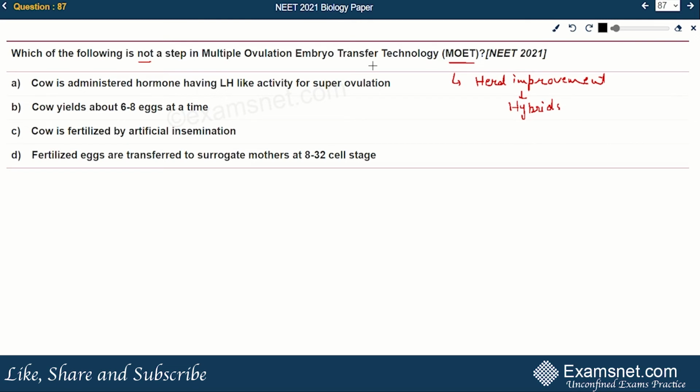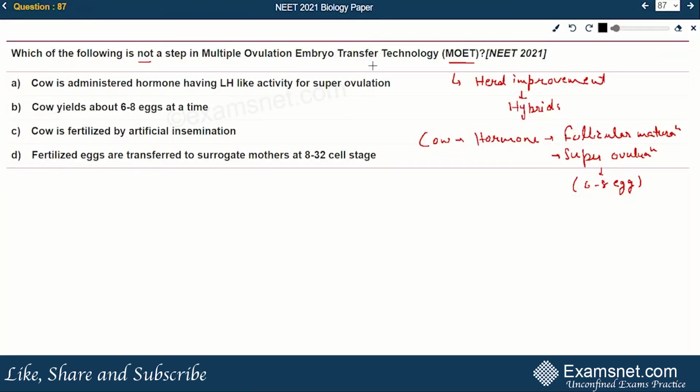Now, what is done? A cow is administered a hormone. And what does this hormone do? The function of this hormone is to stimulate follicular maturation. Okay. And super ovulation. That means instead of one egg that they yield per cycle, now they will yield more than one eggs. Okay, about 6 to 8 eggs will be produced at a time. Okay, now let's have a look at the options.